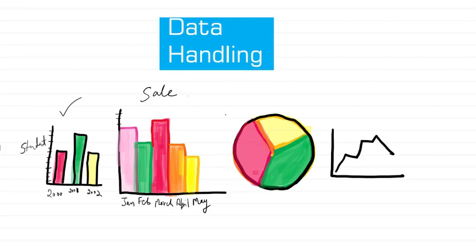Today we'll learn about data handling. So what exactly is data handling? Data handling means collecting some data and then recording it and then representing it in the form of either a pie chart, a linear graph, a bar graph, or a histogram.